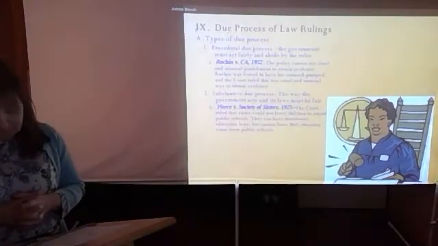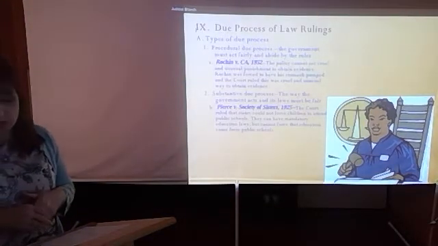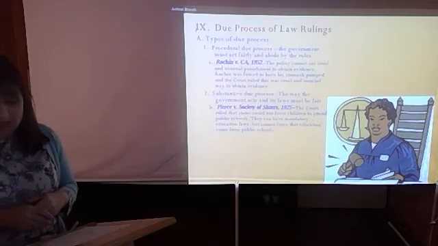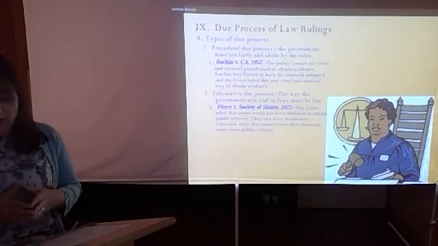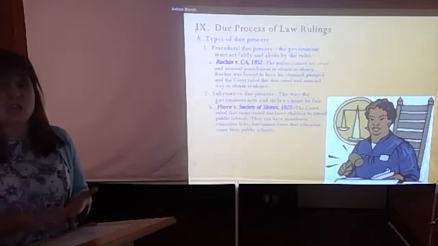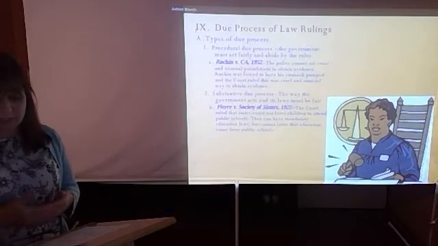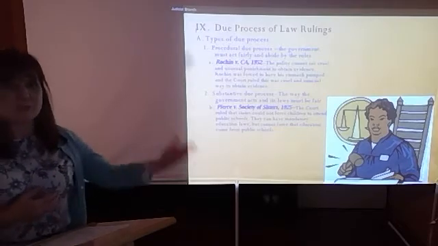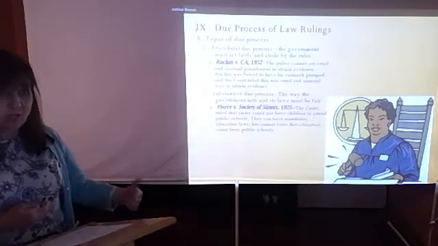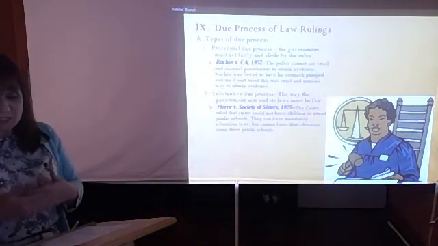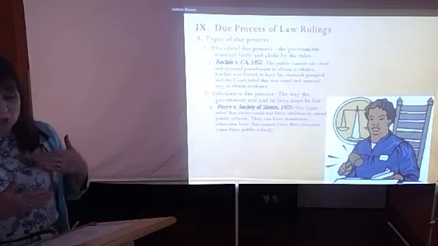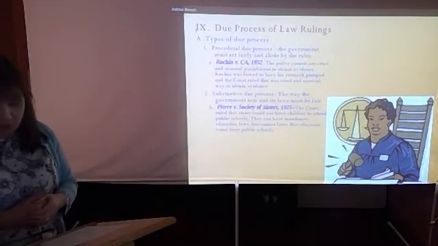That's inadmissible. Then you have substantive due process. The way that the government acts and its laws must be fair. That's what substantive due process means. So procedural means they have to act fairly and abide by the rules. Substantive means that they have to be fair in what they're doing.